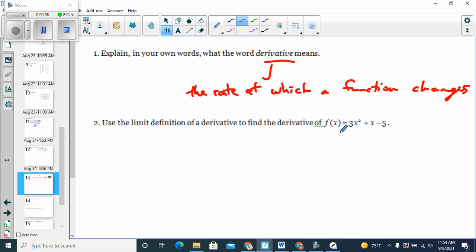Number two asks us to use the limit definition of derivative to find the derivative of that guy. The limit definition of derivative says the limit as delta x, or I'm going to use h, approaches 0 of f of x plus h minus f of x all over h. That is the same thing as the derivative of f of x.